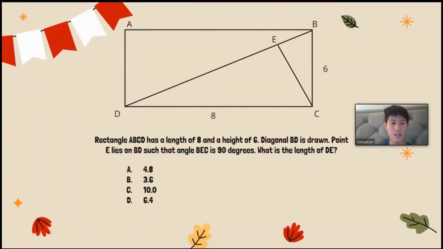Our last question says rectangle ABCD has a length of 8 and a height of 6. Diagonal BD is drawn. Point E lies on BD such that angle BEC is 90 degrees. What is the length of DE?